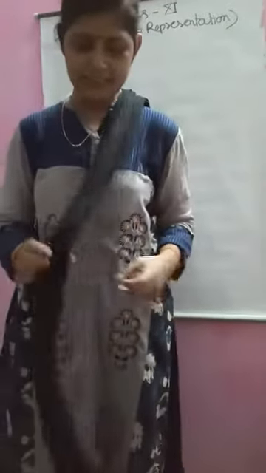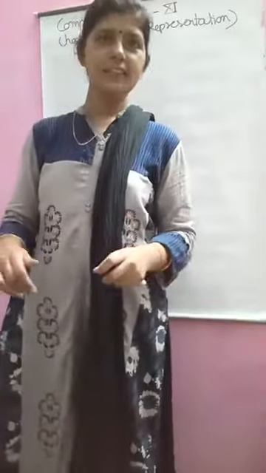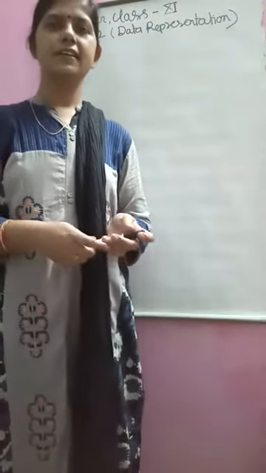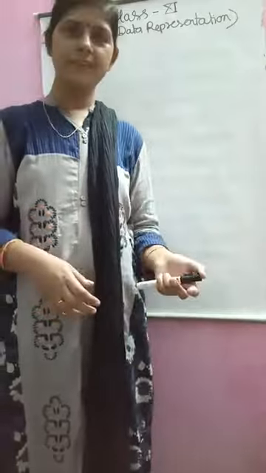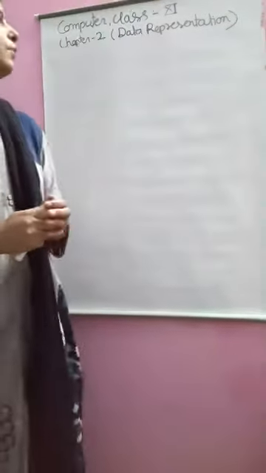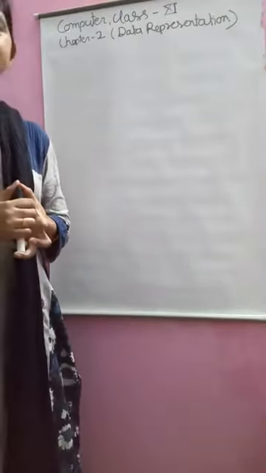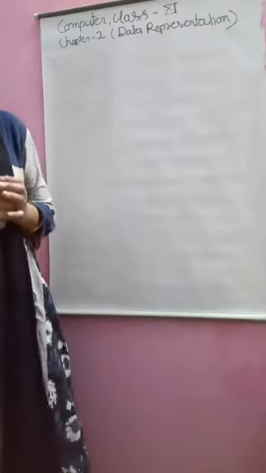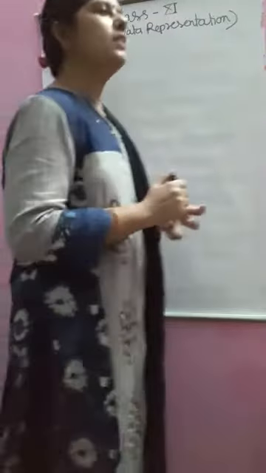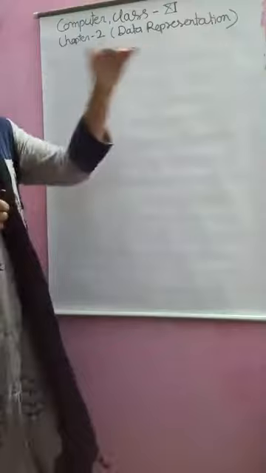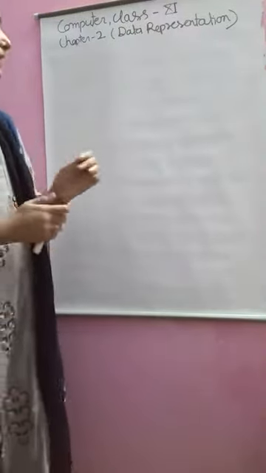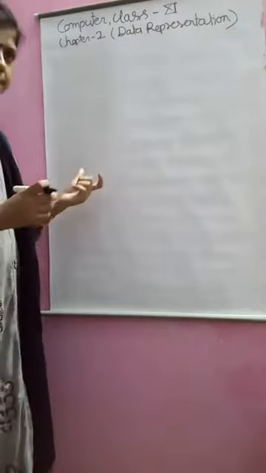Data representation in this digital world means computers. How can we represent data? Means what digits and what symbols we can use to represent data. The digits or symbols are based on the base of the number system. There are many number systems in use.